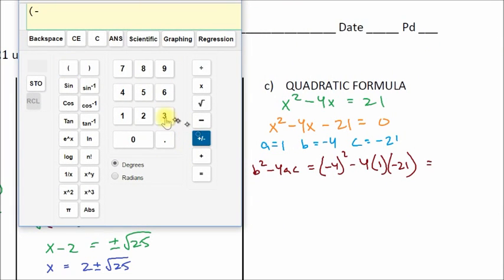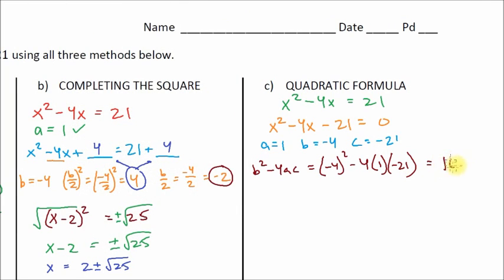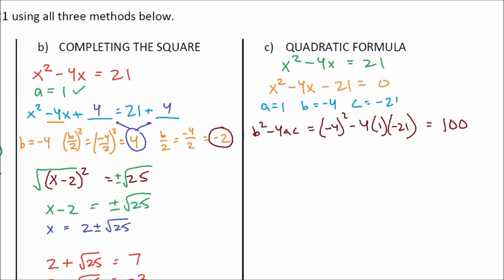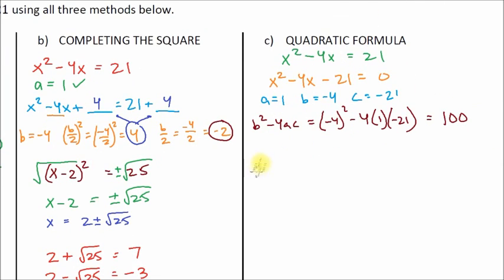We've got parenthesis negative 4 parenthesis squared minus 4. The 1 is in parentheses, that's our a value. The negative 21 is in parentheses, that's our c value. And we've got 100. So our discriminant here is 100. Next step, let's write out our solutions. Now we're going to write the rest of the quadratic formula. Negative b plus or minus square root of the discriminant, which is 100, over 2 times a.